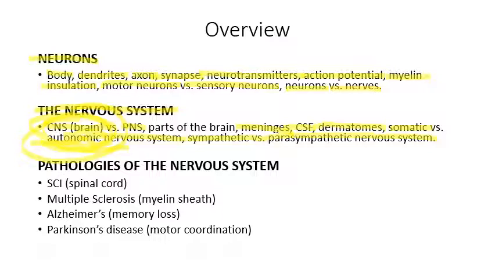Okay, and then finally at the end we'll talk about pathologies of the nervous system, as we do with every one of these lectures. I believe it's easier to understand how different systems of the body work if we understand what happens when they break down. So we'll talk about things such as spinal cord injury, multiple sclerosis, Alzheimer's disease, and Parkinson's disease, and we'll get to that at the end.